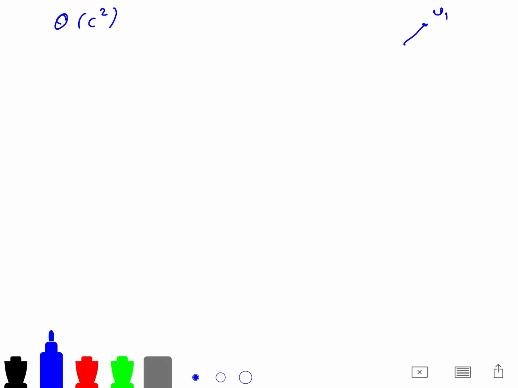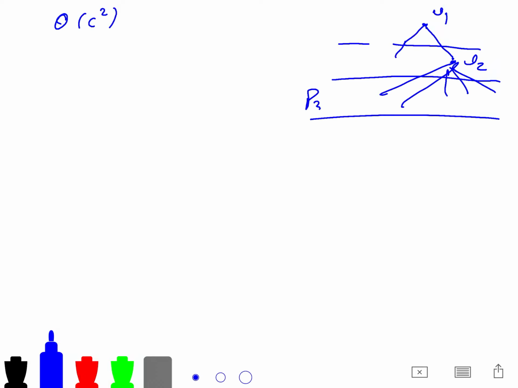We partition like this. We have V1, then in partition 2, we have V2, partition 3, and this continues until VL.